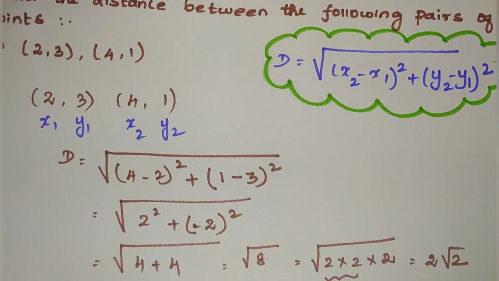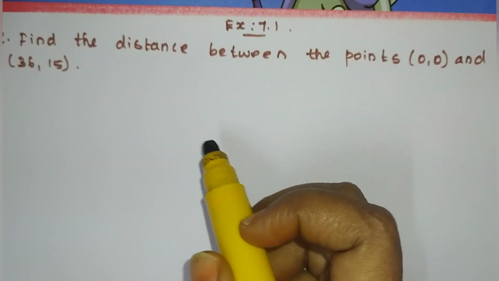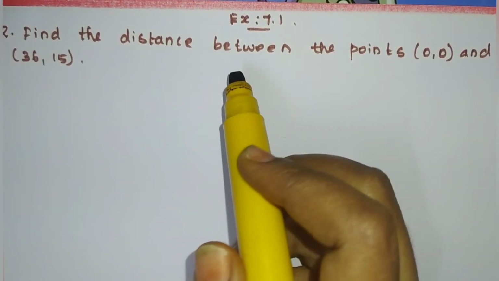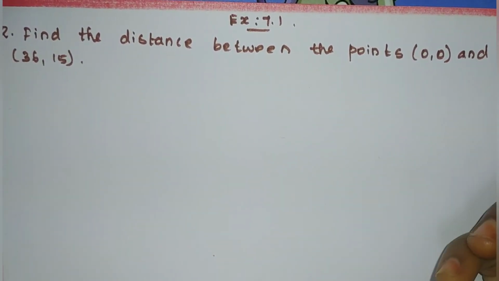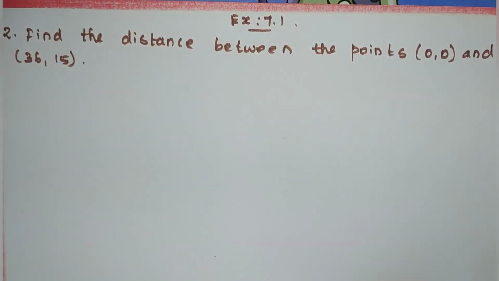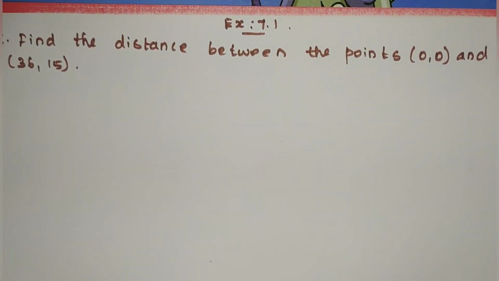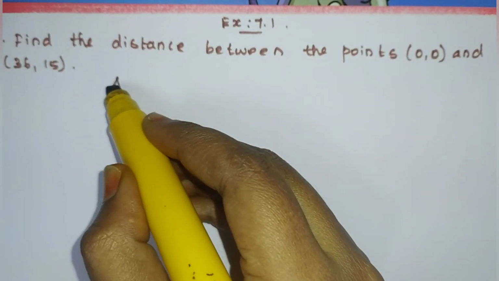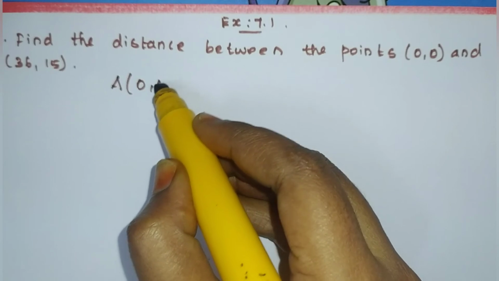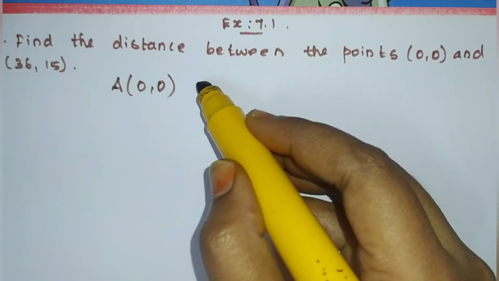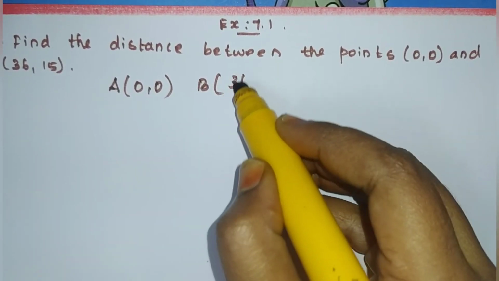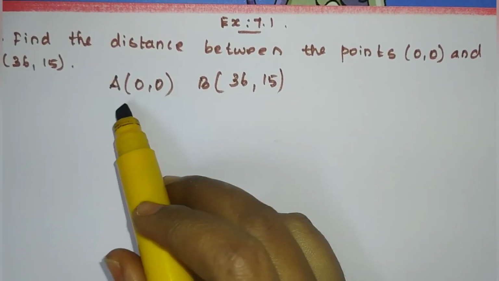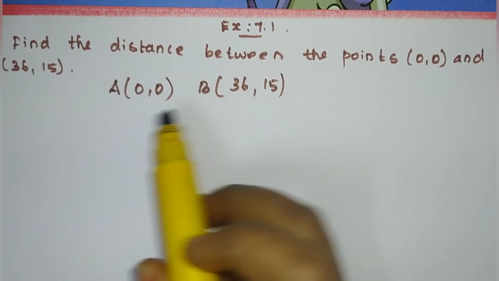Thank you. Namaste, students. Next, second problem in exercise 7.2. Find the distance between the points 0, 0 and 36, 15. Children, first in this problem I am going to denote the first point as A. A of 0, 0 and B of 36, 15. So I am going to find the distance AB.